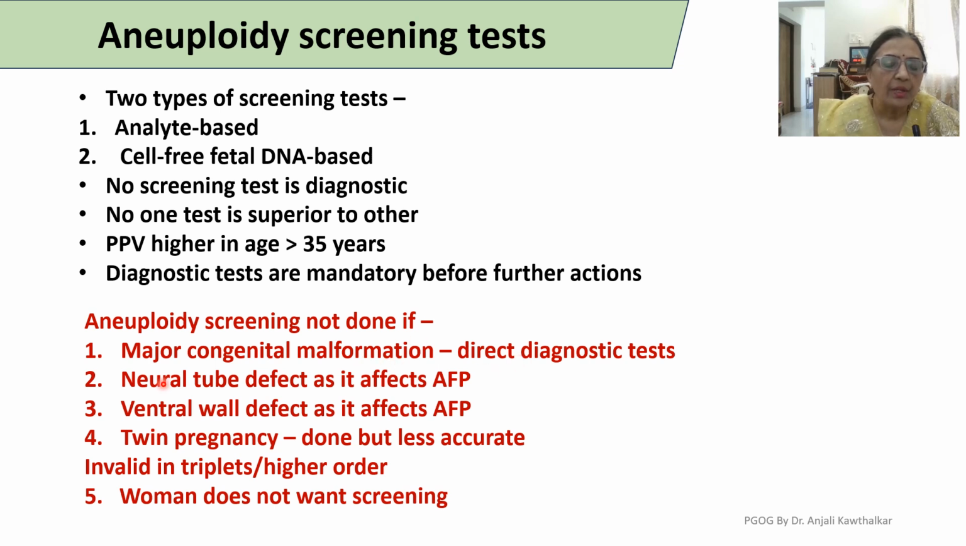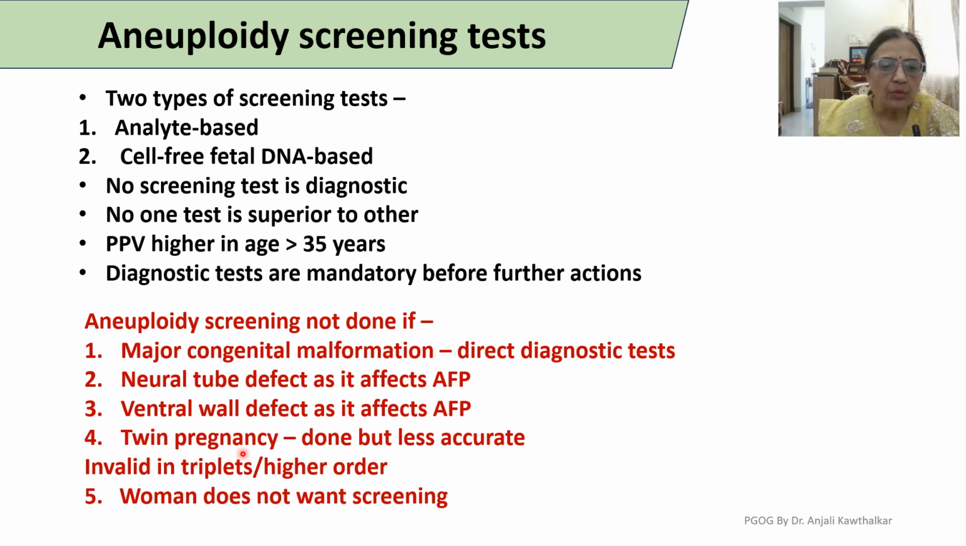Second, if there is a neural tube defect, then these screening tests have a questionable place, because with a neural tube defect or ventral wall defect, or both, there is secretion of alpha fetoprotein into the amniotic fluid and into the maternal circulation, and that affects the result of analyte based testing, especially in the second trimester. If we detect a neural tube defect or ventral wall defect, it is an indication to go directly for a diagnostic test rather than going for a quadruple test which includes alpha fetoprotein.